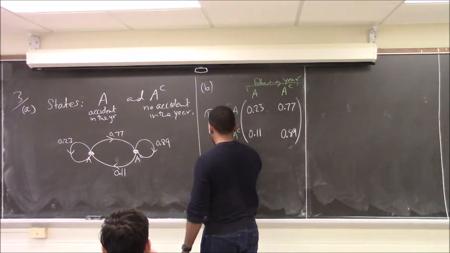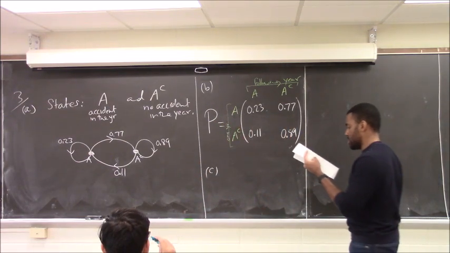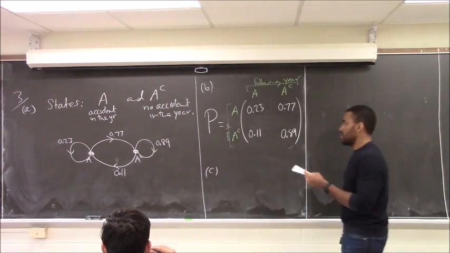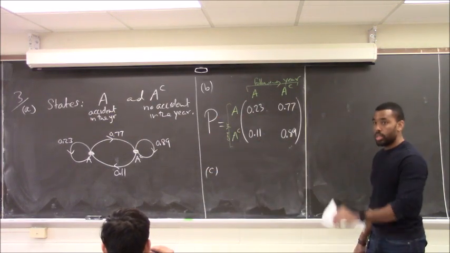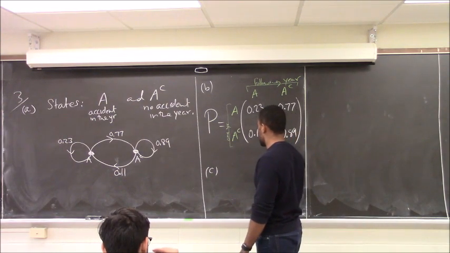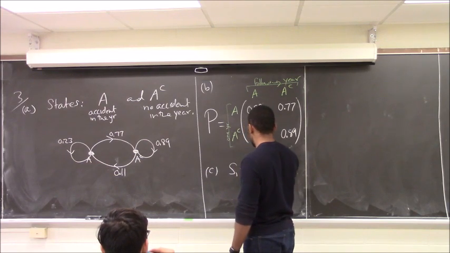C. 5% of drivers in the zip code had an accident this year. What is the probability that a randomly selected driver will have an accident the next year? What did you do here? I have the matrix 0.05 and 0.95 times the transition matrix. So this is the initial state.